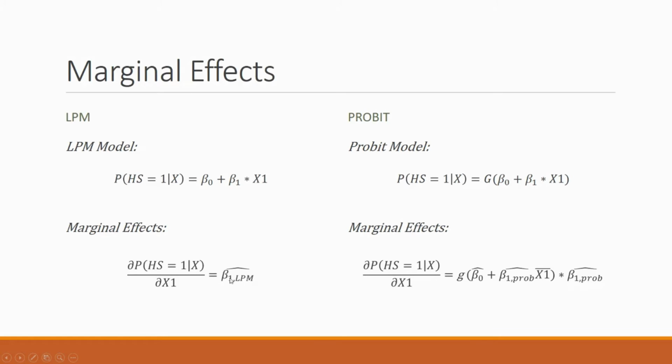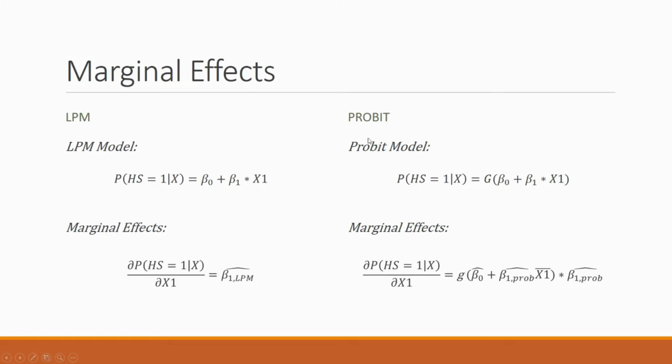All right, we get beta 1 hat, and I'm adding an extra subscript here, LPM, for linear probability model, just to differentiate it from this coefficient. This beta 1 hat is going to be different from this beta 1 hat. So if we use a linear probability model, all we have to do to know the marginal effect is to report the coefficient estimate. All we need to know is beta 1 hat. Beta 1 hat is the marginal effect when we use a linear probability model.